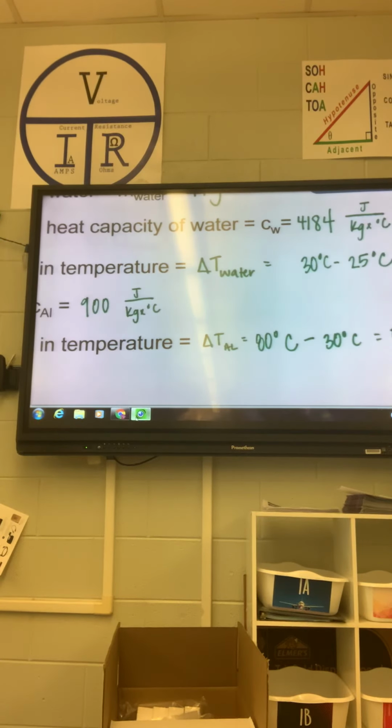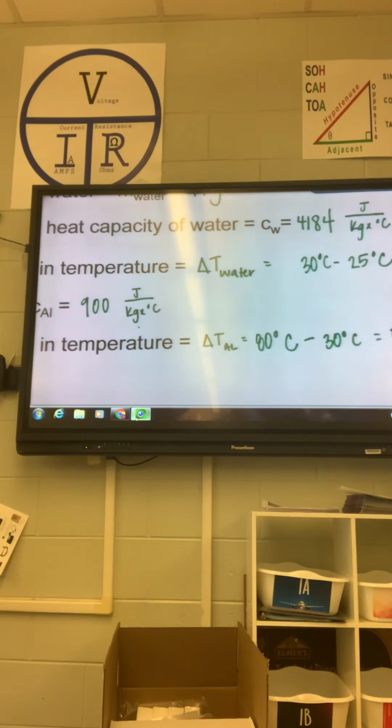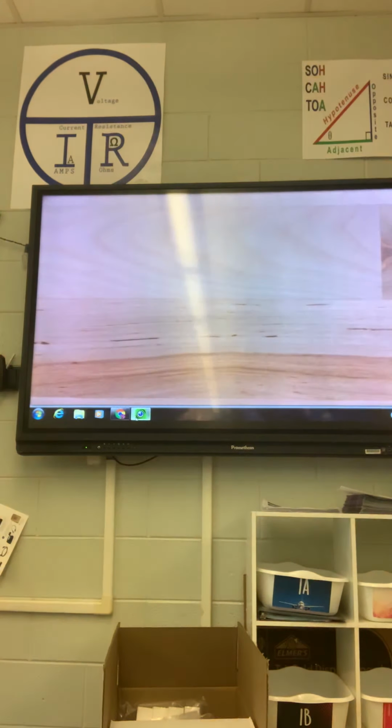We good so far? Yes, ma'am. Where did the 900 come from? I gave it to you. You'll always know those. One of the things I don't like about Project Lead the Way's PowerPoint is they don't ever tell you that anywhere, and numbers just start showing up. The first time I went through this, I kept wondering where this stuff came from. We good? All right.